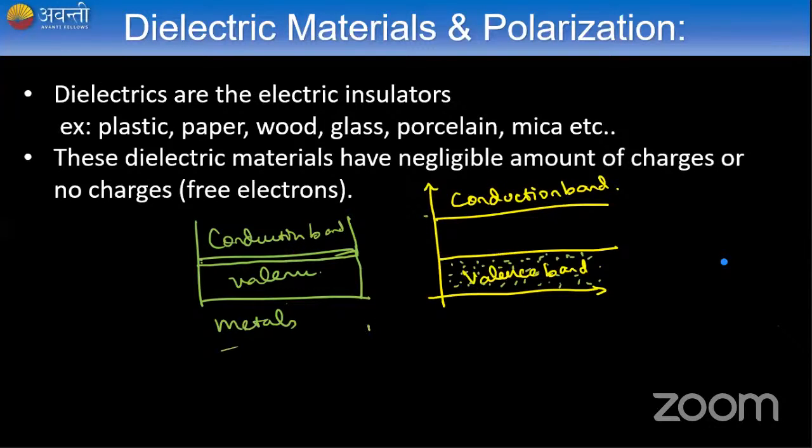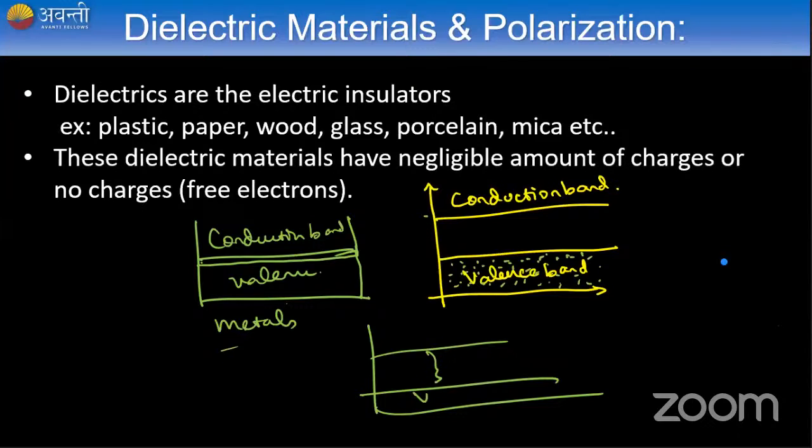For semiconductors, the energy gap between the valence band and the conduction band is somewhere around 3 electron volts or less than 3 electron volts. For insulators, there exists an energy gap greater than 3 electron volts. If an electron needs to travel from valence band to conduction band, it should have a minimum potential of 3 electron volts. How much is an electron volt?